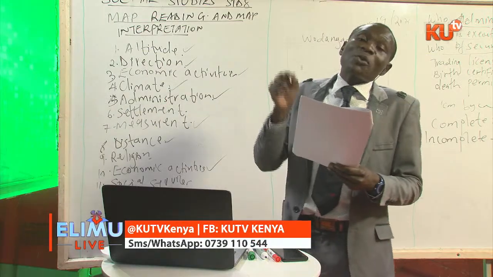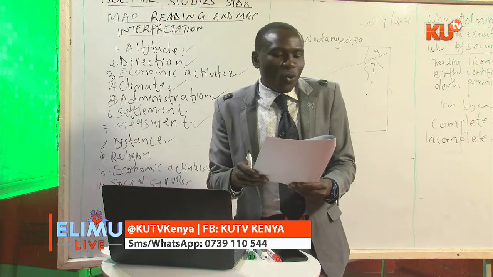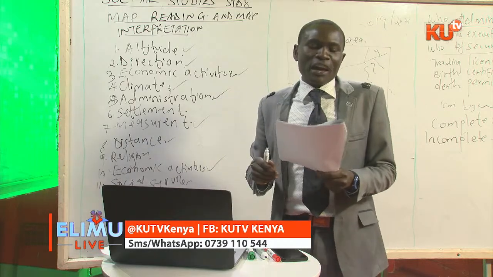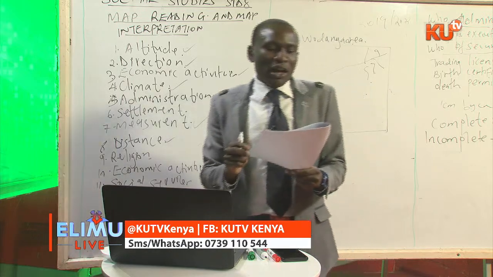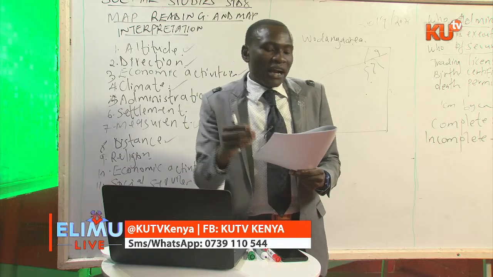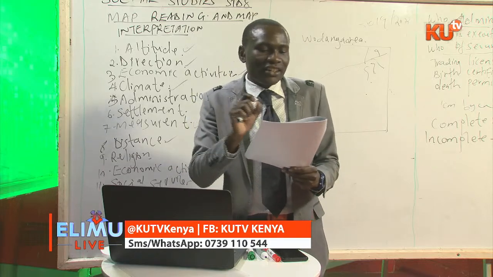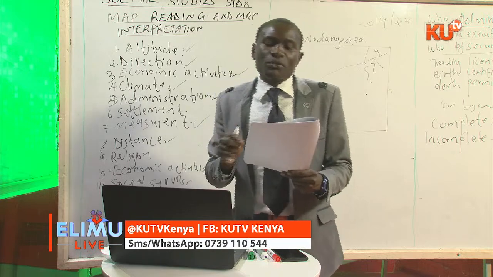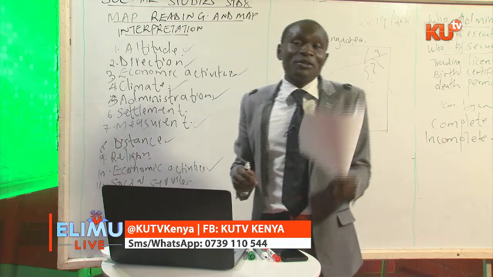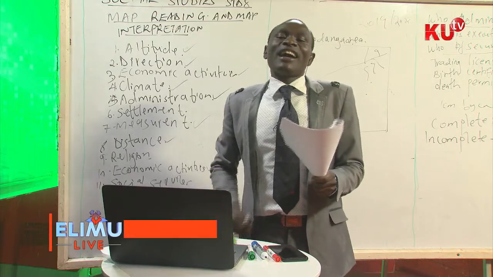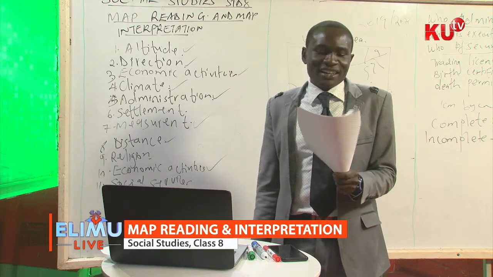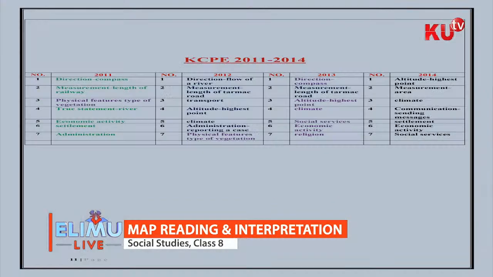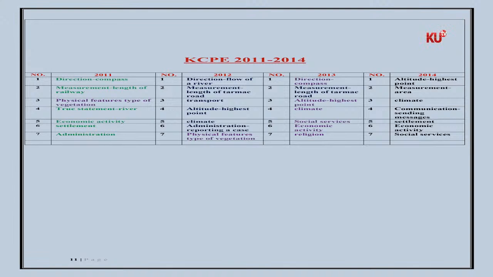From the table that you can see, I want you to note that from 2011 to 2018, all questions 2 have been all about measurement. Question 2 in 2011, 2012, 2013, 2014 has been all about measurement, meaning a question on measurement must be tested. Questions on climate must be tested. Look at question 2, measurement, length of railway line.